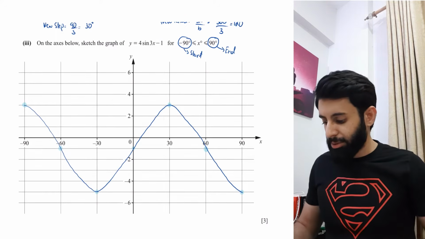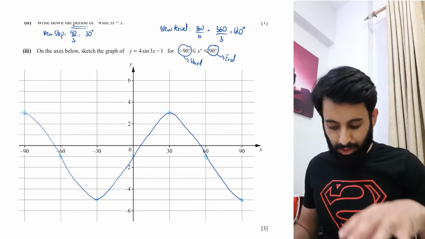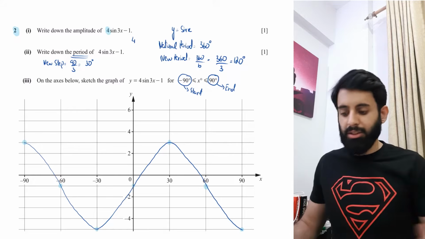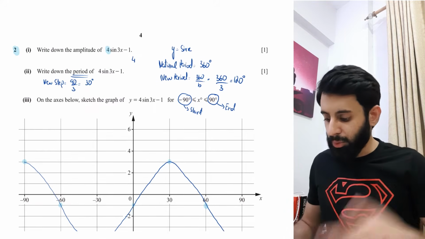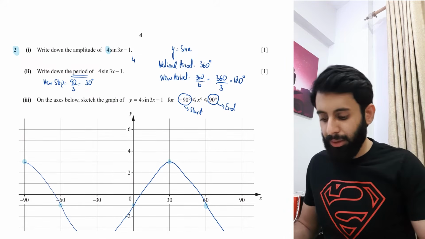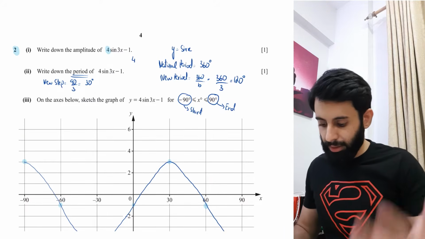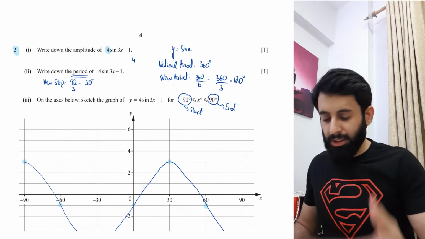Now, one thing I should mention is that if you don't want to use this table feature in your calculator, or you think it's too late to learn something new, then you can always work out the new step like we just did, and then manually plug in the values and find out. For example, if I didn't want to use this, I would start at minus 90.